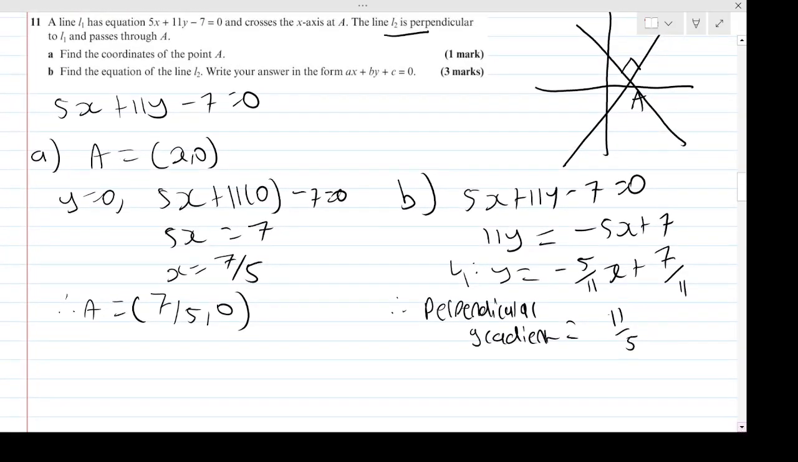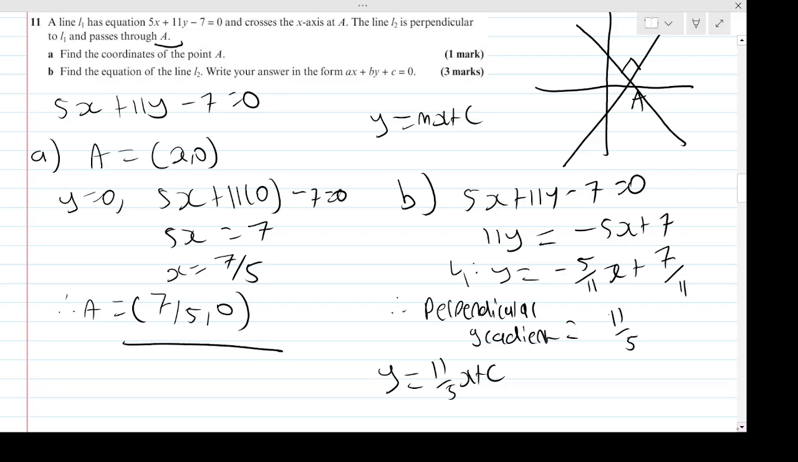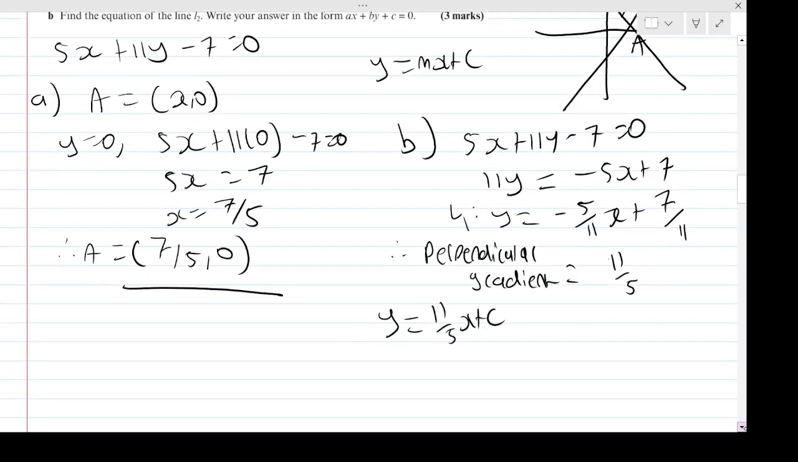That means we can start to complete our equation for L2. It would be y = 11/5 x + c, bearing in mind that y = mx + c is the general equation of a line. Then we need to find c, so we need a point to substitute in. We know it passes through A, so that's our point. We already worked it out in part A, so we can substitute that in.